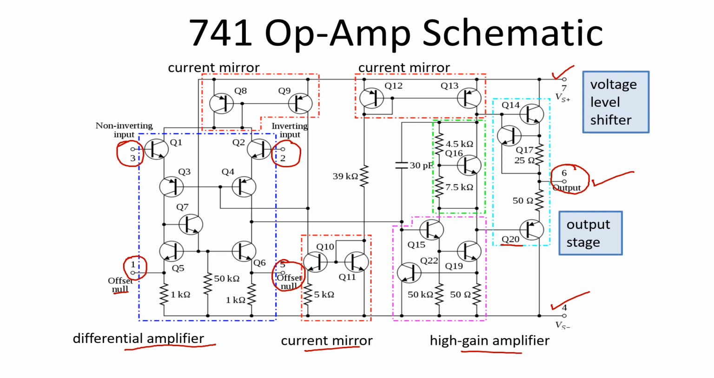Since there are many transistors connected in back-to-back or individual configurations, many times the internal parameters of these transistors, the parameters of Q1 and Q2, may not be similar. So that difference in their parameters gives rise to some offset voltage at pin number 6.